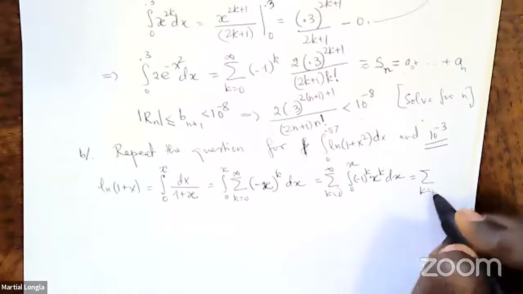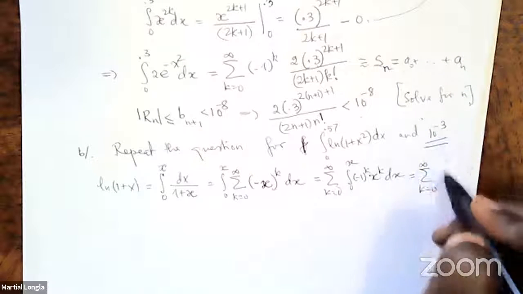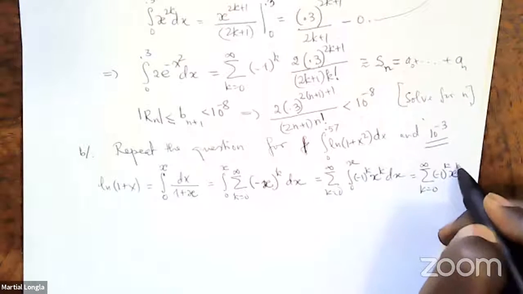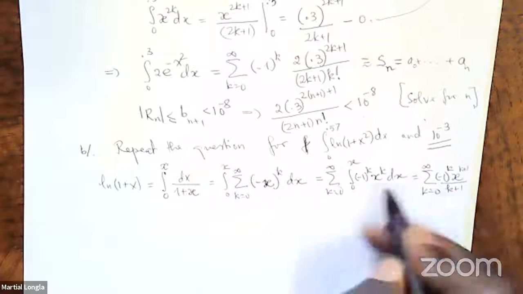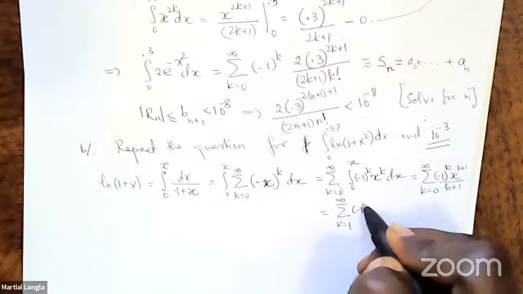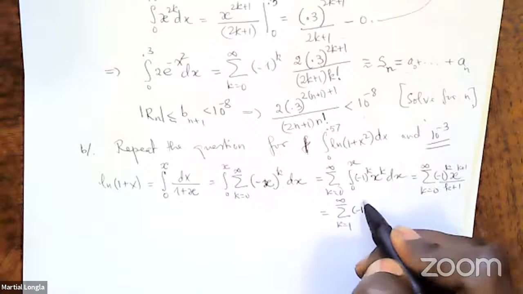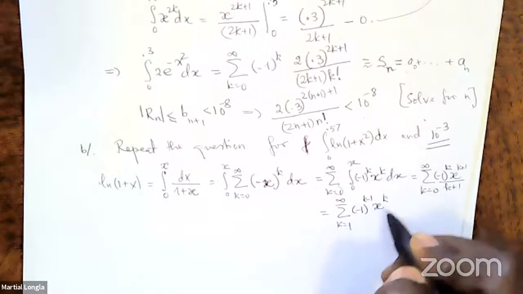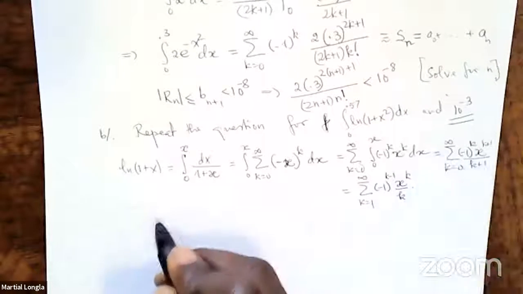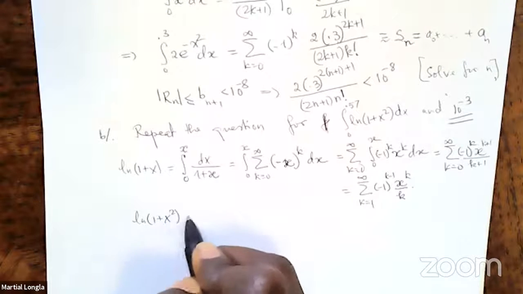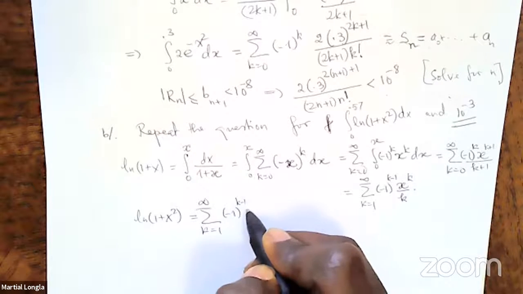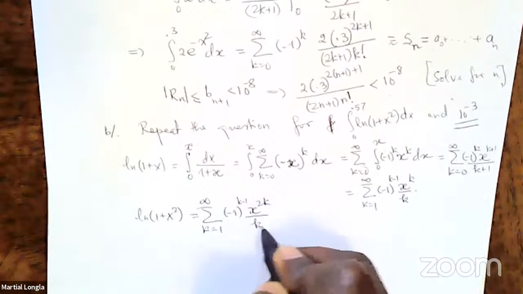which is, from 0 to infinity, negative 1 to the k. The integral of x to the k is x to the k plus 1 over k plus 1. So that's going to be x to the k plus 1 over k plus 1, which can also be written as sum k from 1 to infinity, negative 1 to the k minus 1, x to the k over k. And then you plug in now x squared. You plug in x squared, you get x to the 2k over k.